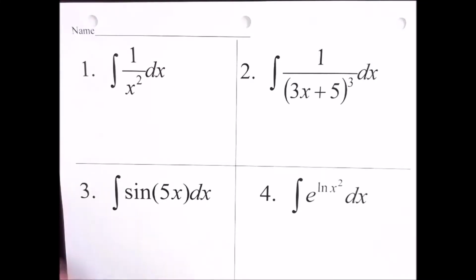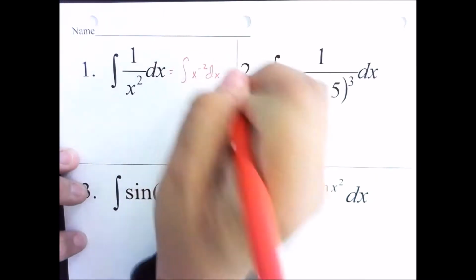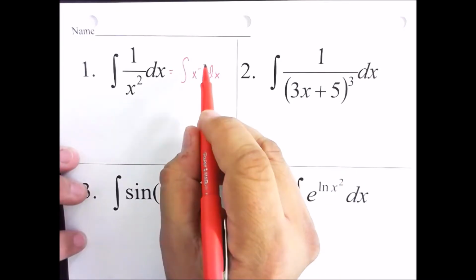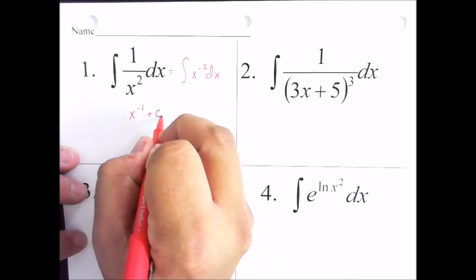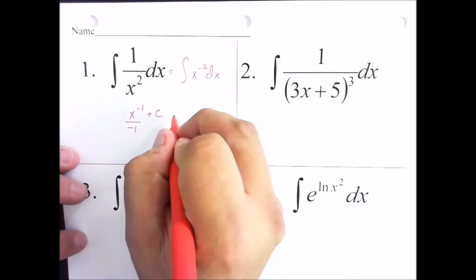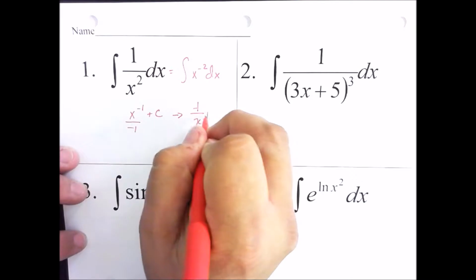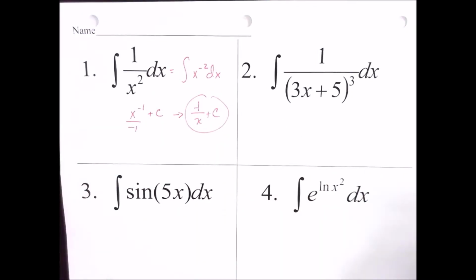In number 1, I would have rewritten this as the integral of x to the negative second dx. You add 1 to negative 2, that's x to the negative first. You divide by negative 1 plus c. Negative 1 over x plus c.